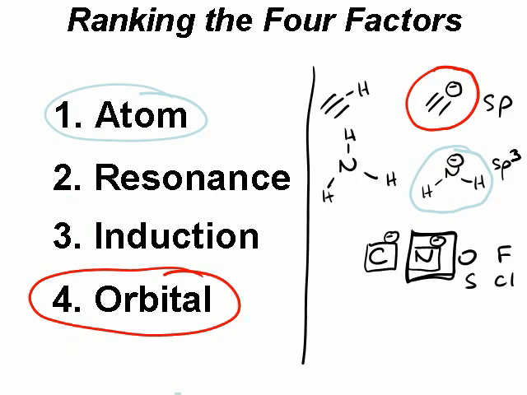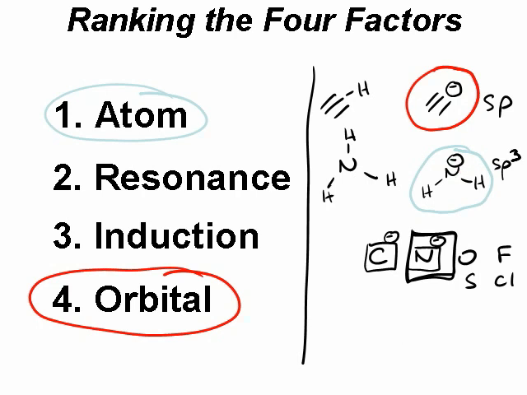Yes, in general, factor number one will beat out the other factors. However, in this particular case, this is an exception where factor number four actually beats out factor number one. Factor number four, what orbital the charge is in, in this case is more important. It turns out that having a negative charge in an sp hybridized orbital is more stable than having a negative charge in an sp3 hybridized orbital, even though the negative charge here is on carbon. Even though we're comparing C- and N-, nevertheless, this is a case where C- is more stable than N-.